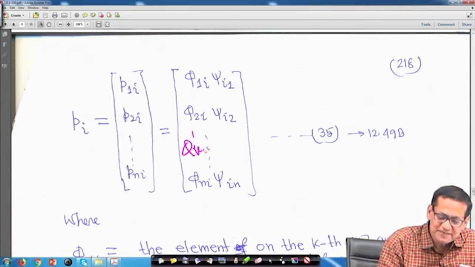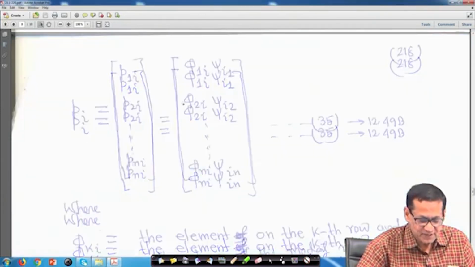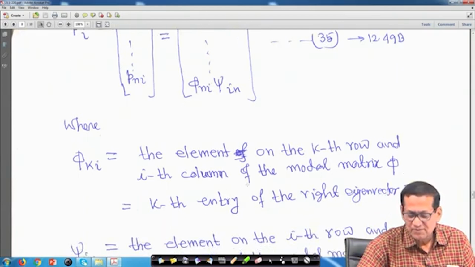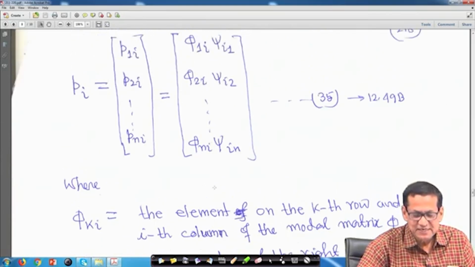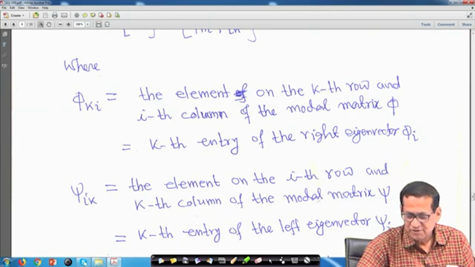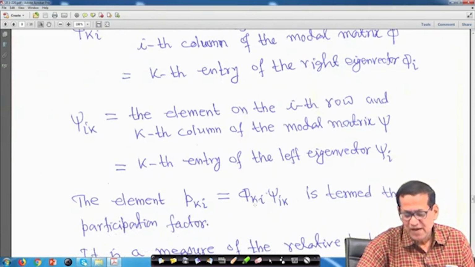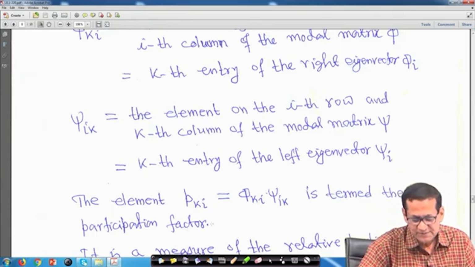So, φ_ki is the element on the kth row and ith column of the modal matrix φ, which is equal to the kth entry of the right eigenvector φ_i. Similarly, ψ_ik has the same meaning, but the definition is just different: the element on the ith row and kth column of the modal matrix ψ is equal to the kth entry of the left eigenvector ψ_i. So, the element p_ki, equal to φ_ki ψ_ik, is termed the participation factor.